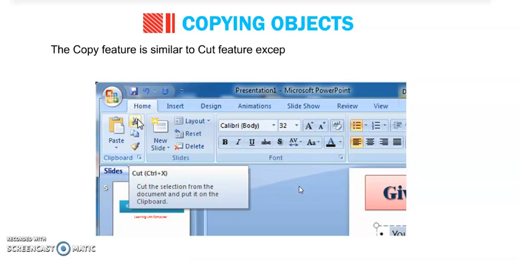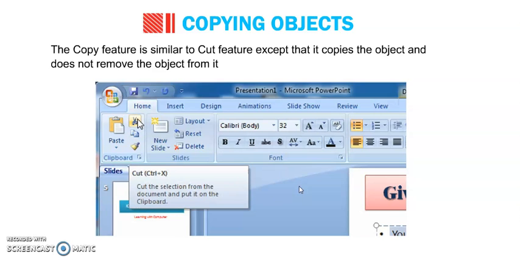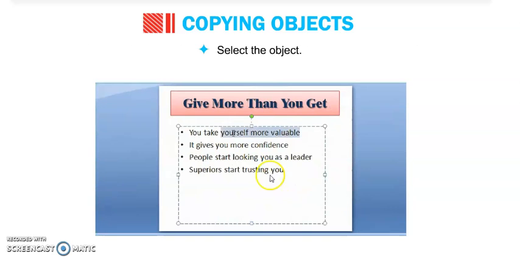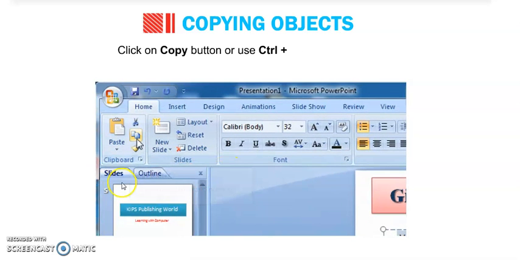Copy feature is similar to cut feature except that it copies the object and does not remove the object from its original location. First you have to select that object, simple. Then click on copy button or use Ctrl+C for copy. A copy of the selected object is placed on the clipboard for some time.